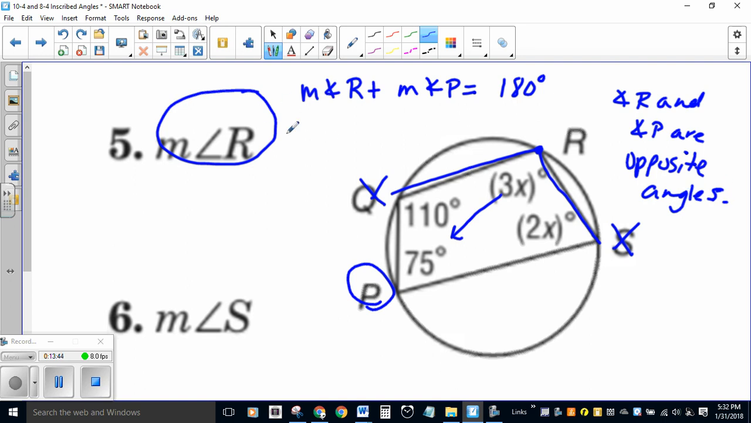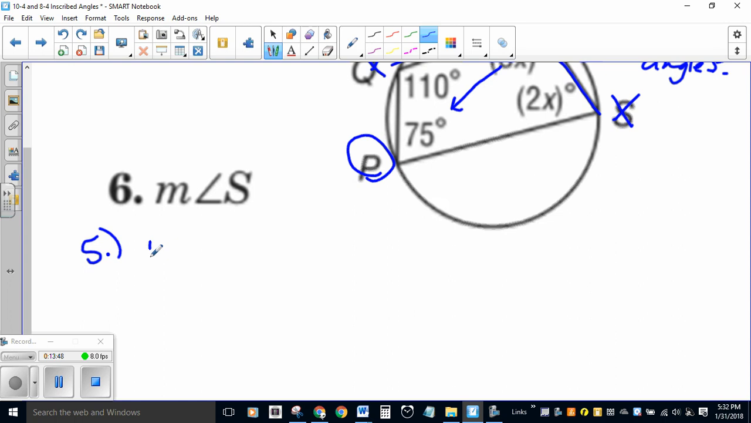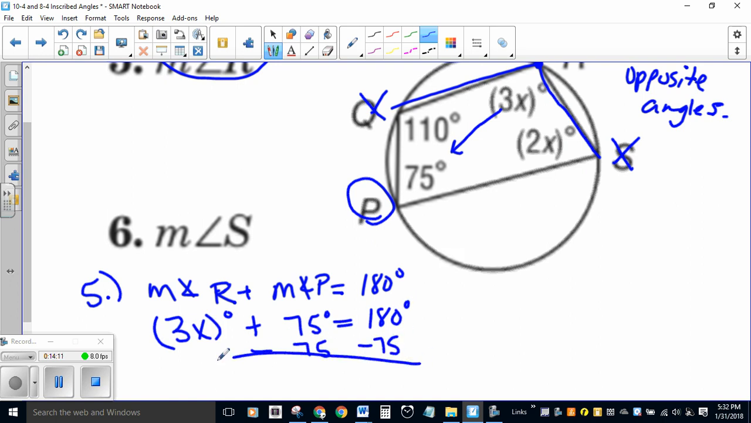Okay, so I'm going to substitute in. I'm going to come down here. For number 5, the measure of angle R plus the measure of angle P is equal to 180 degrees. Angle R is 3x. Angle P is 75 degrees. So in order to solve for x, I'm going to subtract 75.